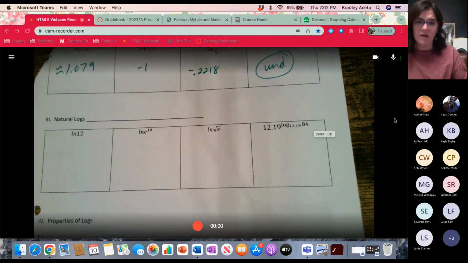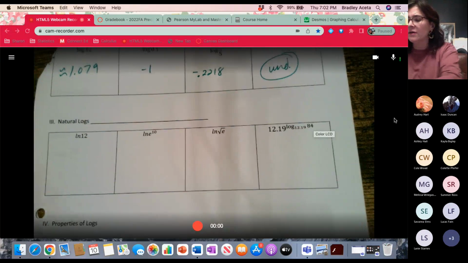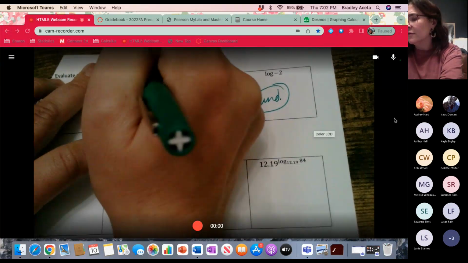Now, natural logs, some of my favorites. I love the natural logs. Those are also on the calculator. So this, again, was all calculator.